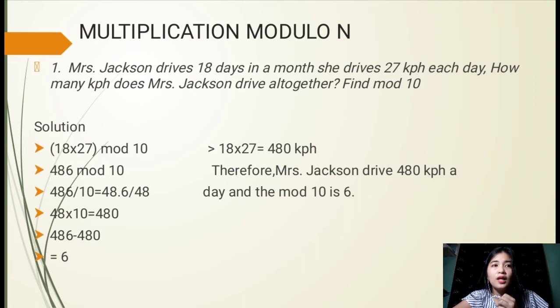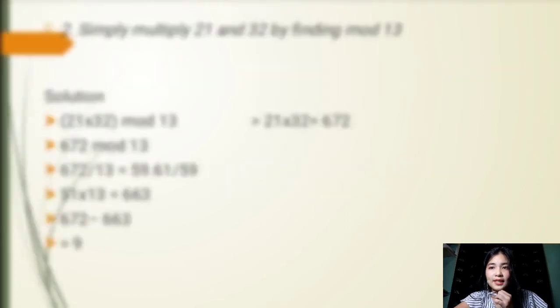And now, let's divide 486 by 10, and the result is 48.6. But since we only get the whole number, let's eradicate the decimal numbers. So we will use 48 and multiply it by 10. The result is 480, and simply subtract 486 minus 480, and our mod 10 is 6. Therefore, Mrs. Jackson drives 480 kilometers per hour a day, and the mod is 6.